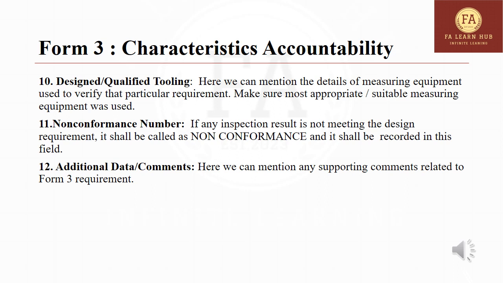Field number 10, designed or qualified tooling. Here we can mention the detail of the measuring equipment used to verify the particular requirement. Make sure the most appropriate or suitable measuring equipment was used. Field number 11, non-conformance number. If any inspection result is not meeting the design requirement, it shall be called a non-conformance and it shall be recorded in this field. So if there is any non-conformance, we have to mention the NC number here.